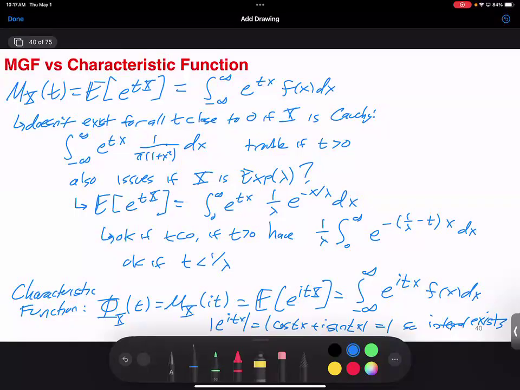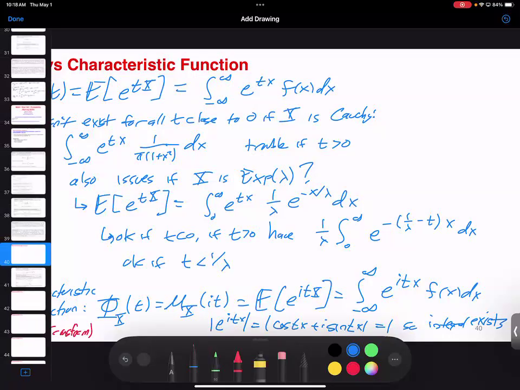Instead of e to the itx, they often have e to the negative 2 pi itx. Has anybody seen this? It's related to the Fourier transform. And there's a lot of different normalizations of the Fourier transform. Do you have 2 pi or not? Do you have a minus sign or not? But it's basically the Fourier transform. So if you work with characteristic functions, then you're always working with something that exists, and that makes some of the arguments a little bit easier.